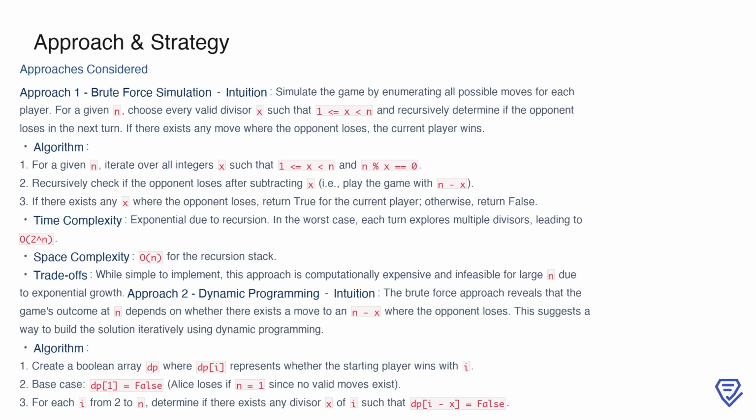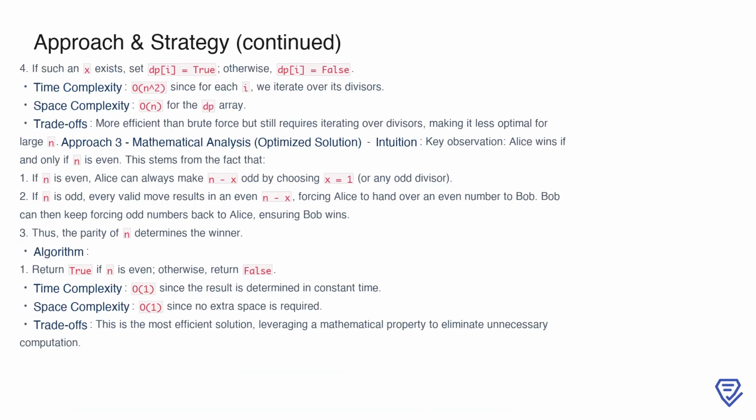However, this approach is computationally expensive. Due to recursion, the time complexity grows exponentially as we explore multiple divisors at every step, making it infeasible for large values of n. Additionally, it consumes linear space in the recursion stack. While simple to conceptualize, this method highlights the need for a more efficient strategy. A more refined approach involves dynamic programming, which builds on the insights from the brute force method. Instead of exploring all moves recursively, we iteratively compute the game's outcome for every number from 1 to n.